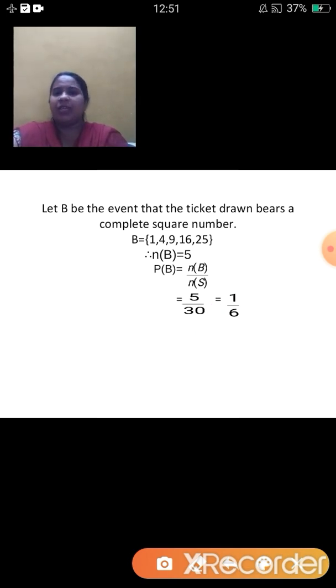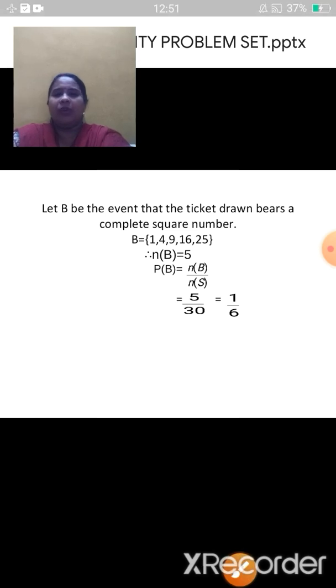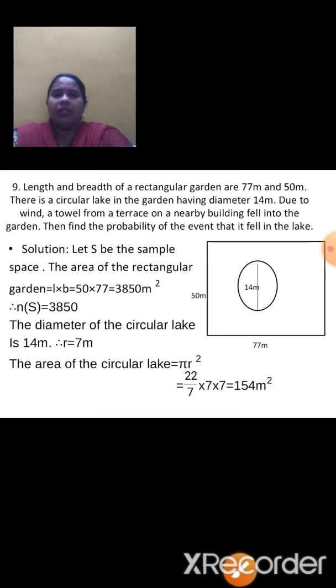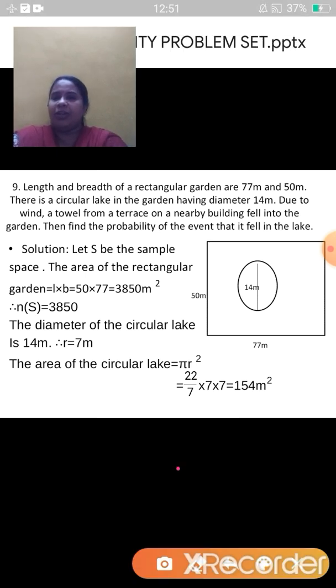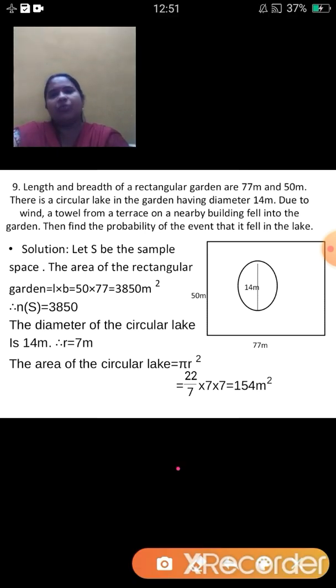This was an extremely easy sum. Related to this we have already done. So let us move to the next sum now. I hope you have understood this. The next sum, as you can see, is a sum which is based on geometrical concepts. Now let me read the question for you.